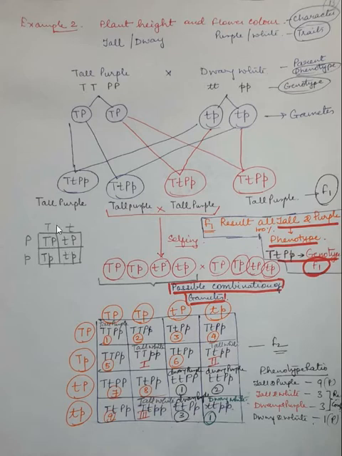How will we write possible combinations of gametes? Capital T capital P, capital T small p, small t capital P, small t small p. Sorry, slip of tongue. Now these four, capital T capital P, capital T small p, you write in sequence here. Then you will fill this box. After that, try to count yourself. Don't go, see, in any case the ratio remains the same.